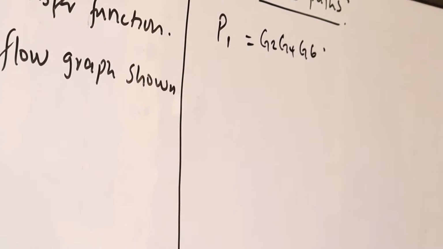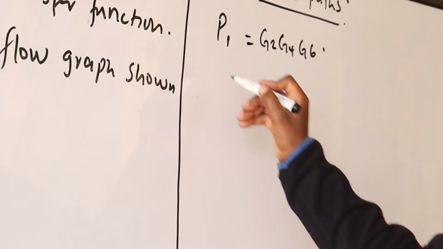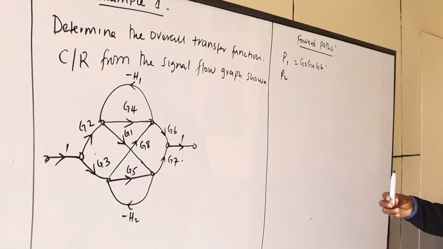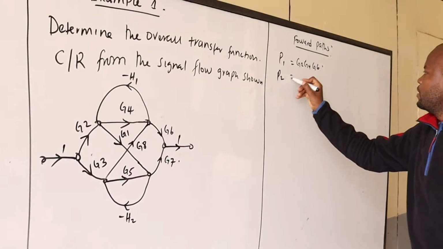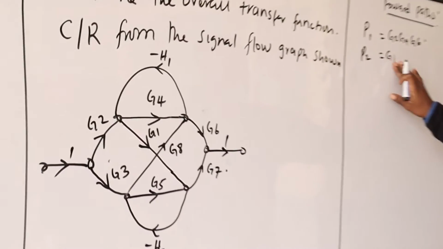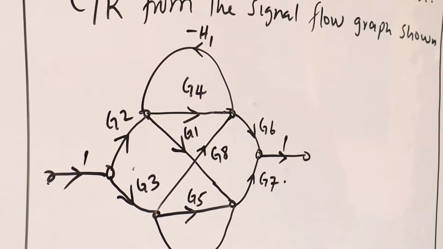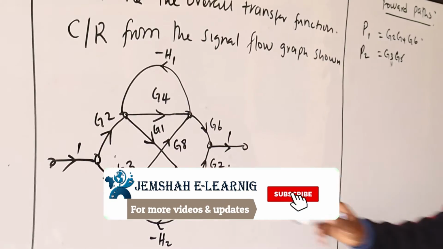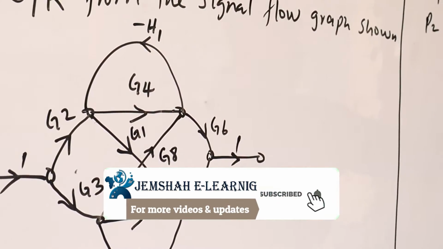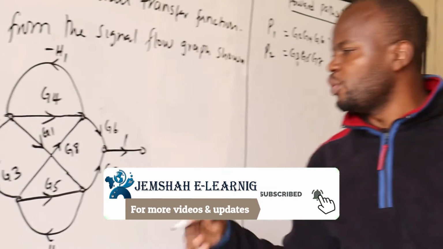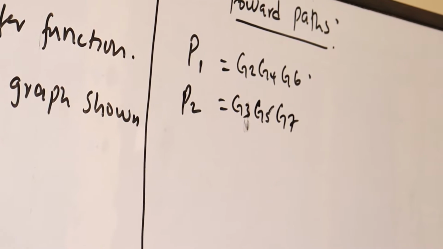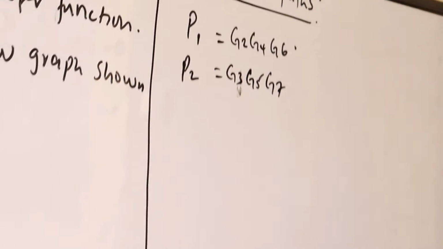Then we can look for another path, path 2. For the second path we can talk of G3. From G3 we can come to G5, then we can go to G7, and of course the 1, which will not make any difference to that particular gain. Then we continue and look at all the paths.